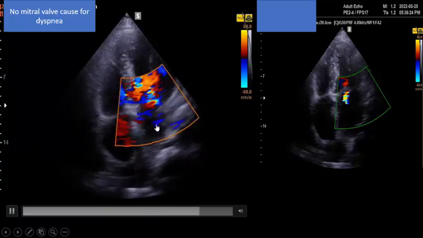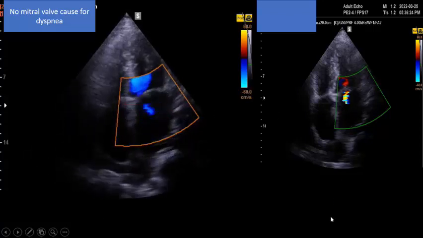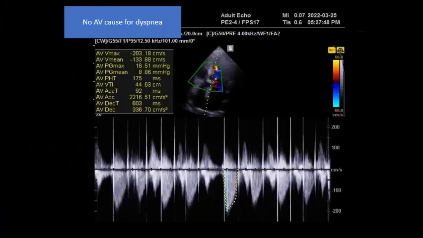You see mild mitral regurgitation, which cannot explain this severe dyspnea. We trace the aortic valve systolic flow. As you see here, because I am putting the continuous wave Doppler in the aortic valve, I will see both the opening click and the closing click. That means I am in the valve.